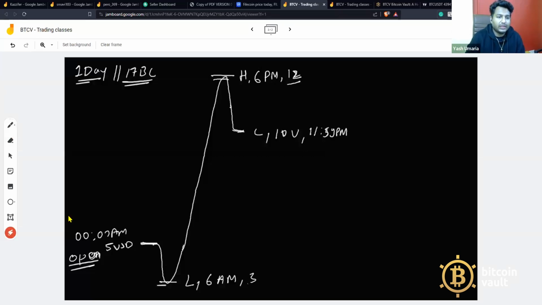So you can clearly see the market opens around 5 USD, then it goes down, it creates a low around 3 USD, then it creates a high around 12 USD, and then it creates a close. It closes the market around 11, or let's say 12, at the end of the day. Now what we have to do here is put all this information on a candlestick. Now let's draw a candlestick.